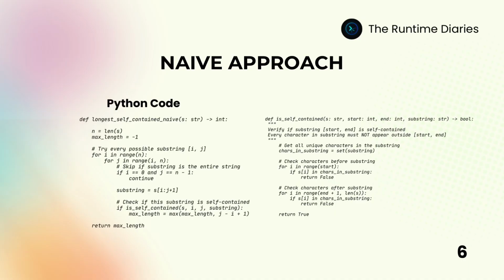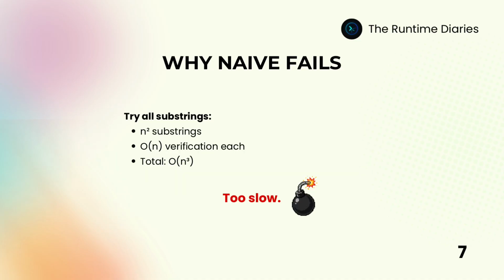Let's talk about why the brute force approach collapses. The naive method would be to try every possible substring, and for every substring, verify that all characters inside it stay completely inside that range. Here's what that looks like in terms of complexity.